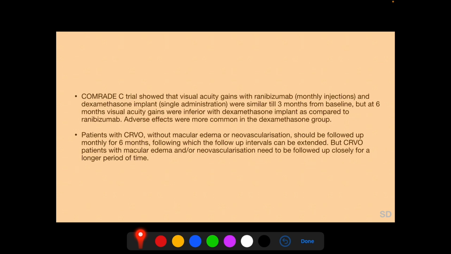Patients with CRVO without macular edema or neovascularization should be followed up monthly for 6 months, following which follow-up intervals can be extended, but CRVO patients with macular edema and/or neovascularization need to be followed up closely for a longer period of time.